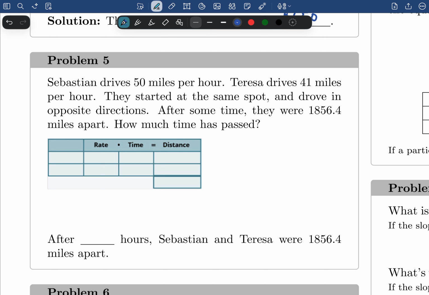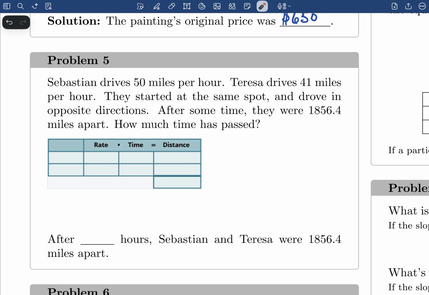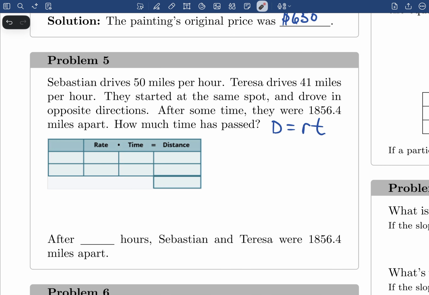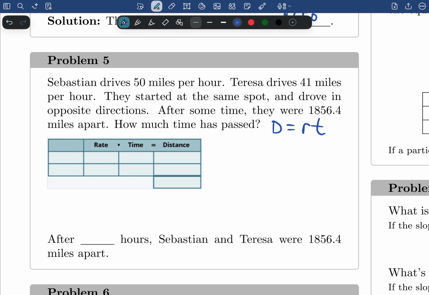Now, I am always going to create a table chart like this so that I can organize my information. I highly recommend that you do. Now, we're talking about a distance equals rate times time problem, right? Often called a dirt problem because DRT, dirt. Okay, and so distance is equal to rate times time. That's where we're starting. And we've got two people that we're talking about. We've got Sebastian and we've got Teresa.